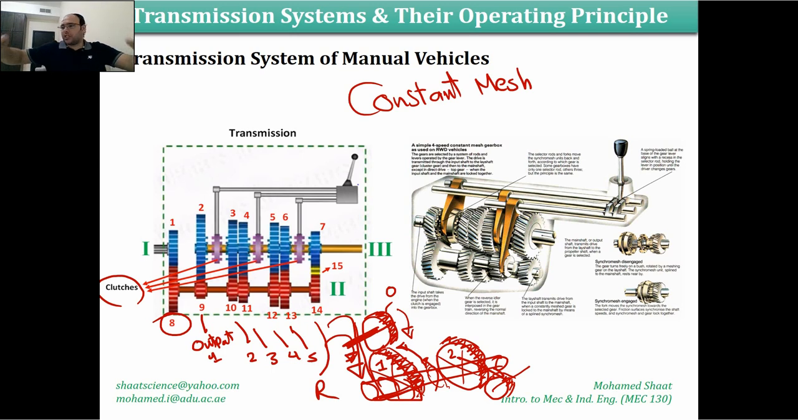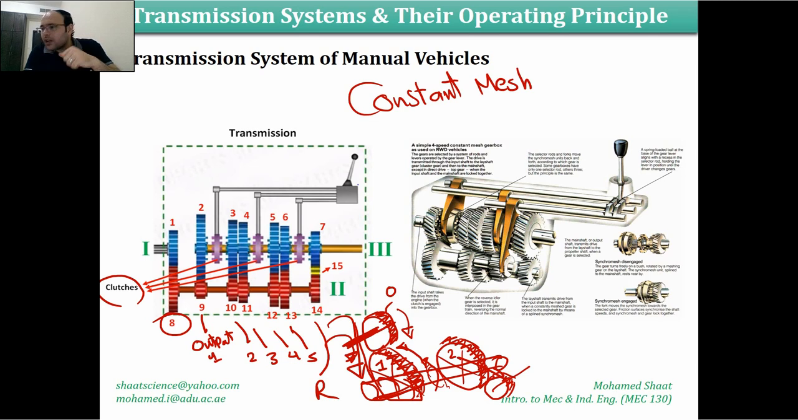So if you need high torque, and we have explained this in the case that you're driving the car up a hill, going up, driving through a hill, it means that you need more torque and power to push the car to drive that hill. It means that you have to slow down the speed or shift to the first gear.